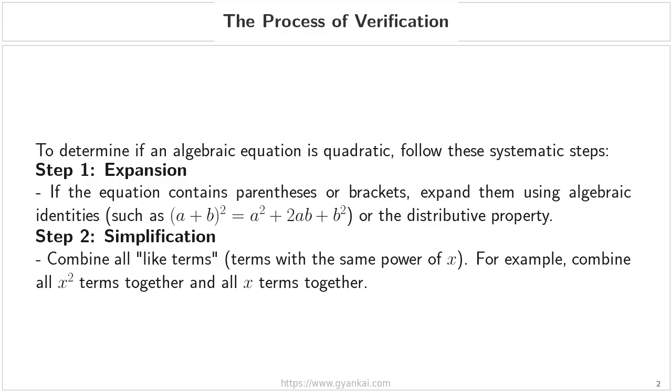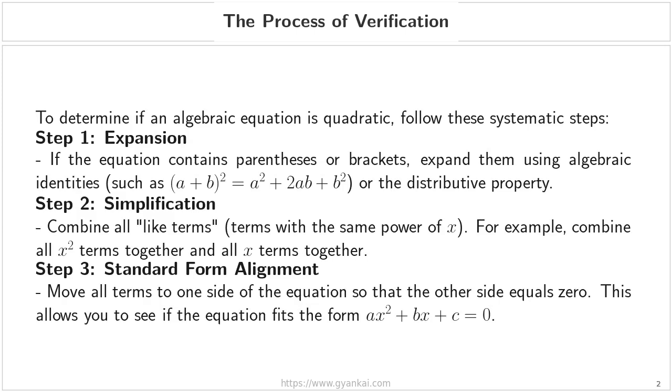This is where you tidy up the equation by combining all like terms. This means you should group all your x squared terms together, all your x terms together, and all your constant numbers together. Next, in step 3, we perform standard form alignment. To see the true structure of the equation, you need to move every single term to one side of the equals sign so that the other side is exactly 0. This is crucial because it allows you to clearly see if the equation matches our target form, ax squared plus bx plus c equals 0.